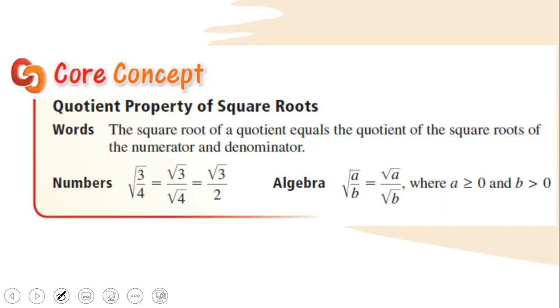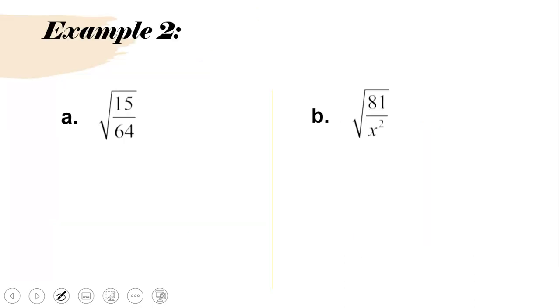All right, now we're going to be dividing square roots. So now we have the quotient property of square roots. When we have the quotient, meaning we're dividing two values and both of them have square roots, we can rewrite that as two individual square roots. So the square root of 3/4 is equal to the square root of 3 over the square root of 4. And then we can simplify from there.